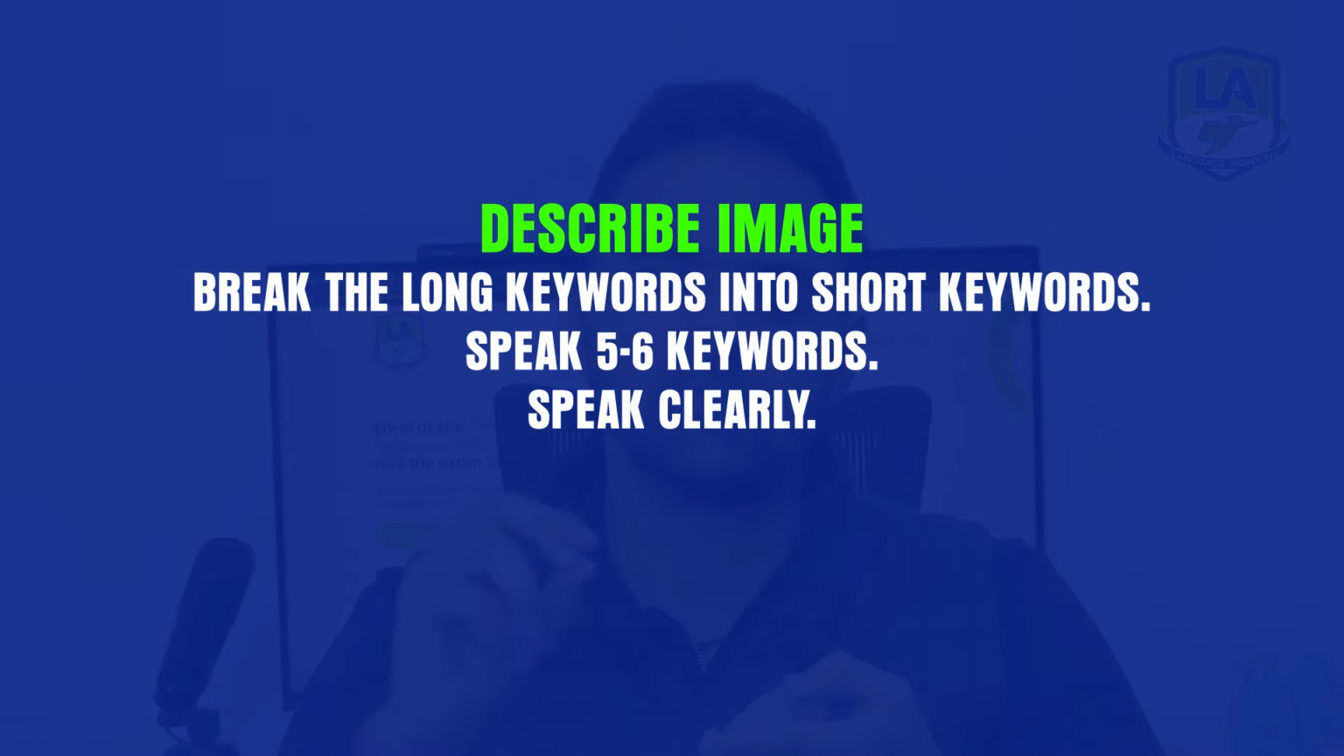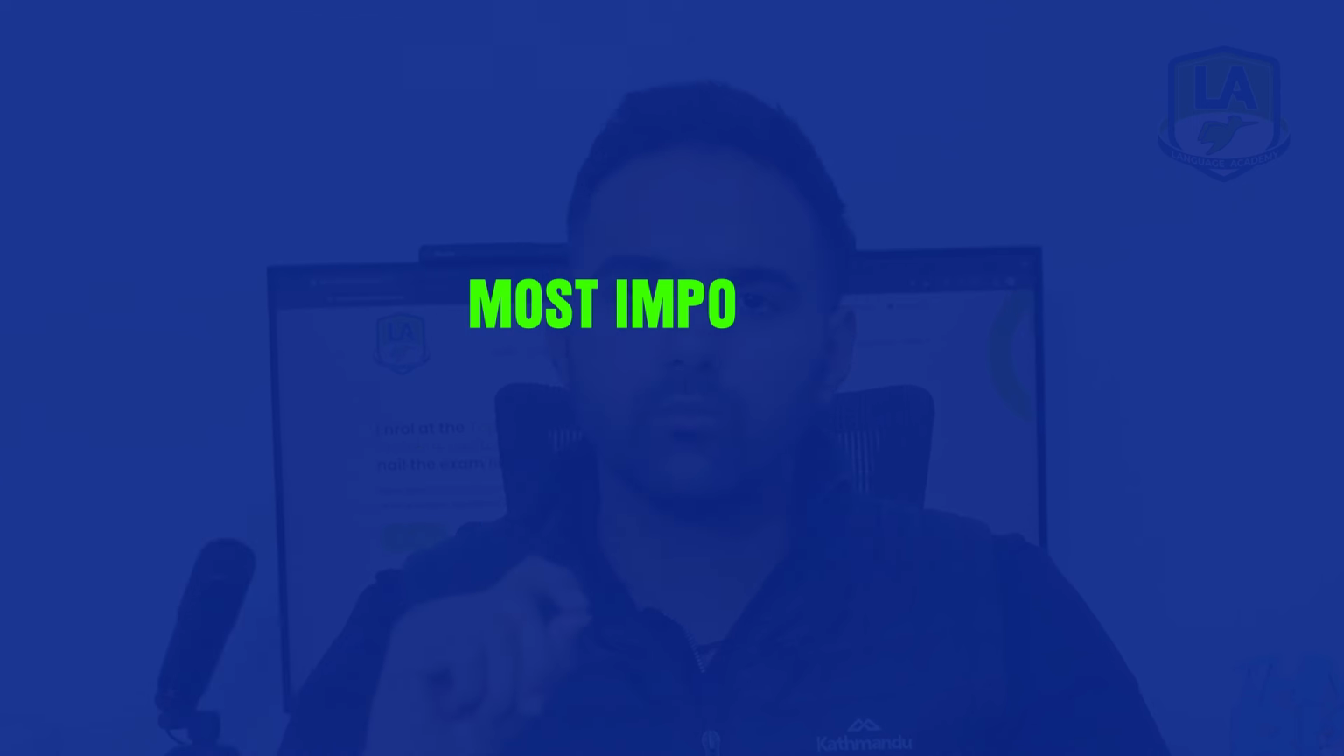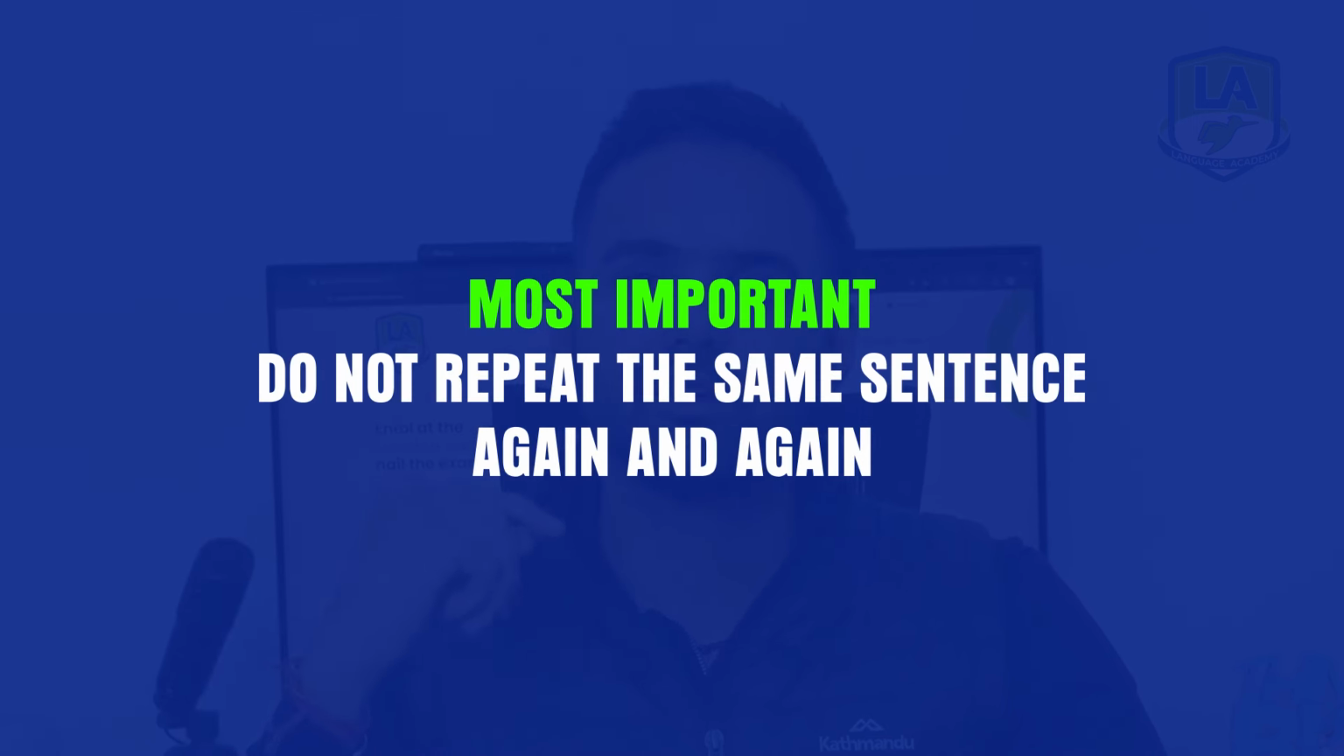Speak 5 to 6 keywords. Speak clearly. Speak at a moderate pace. Go around 20-25 seconds. And the most important thing, do not repeat the same sentence again and again. That can impact your content and your overall describe image in extended speaking 4.